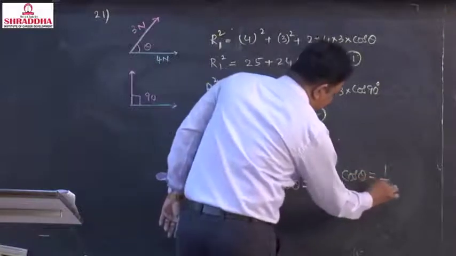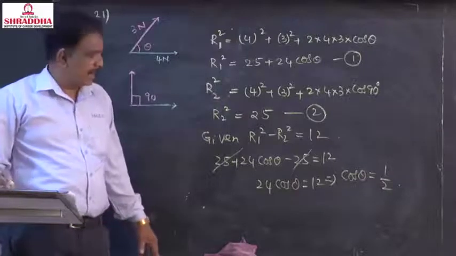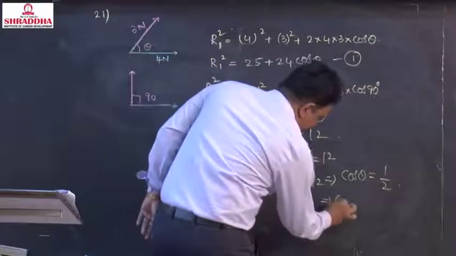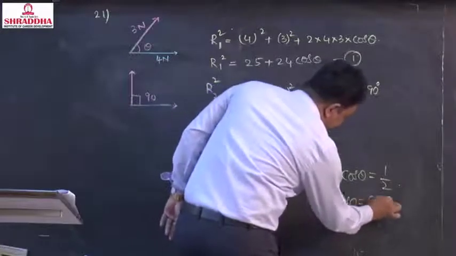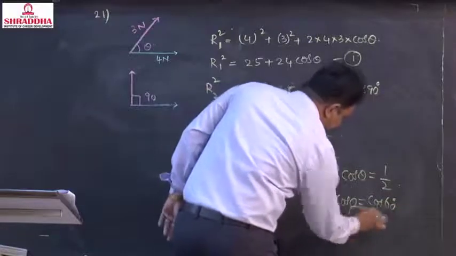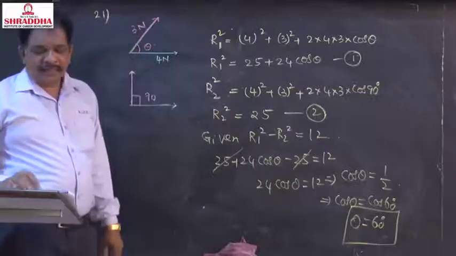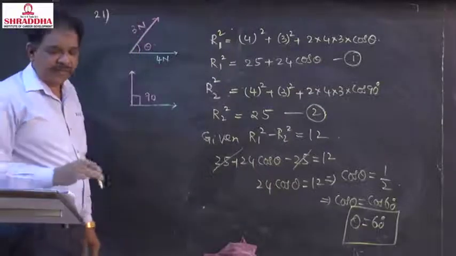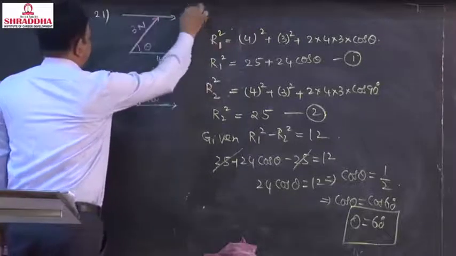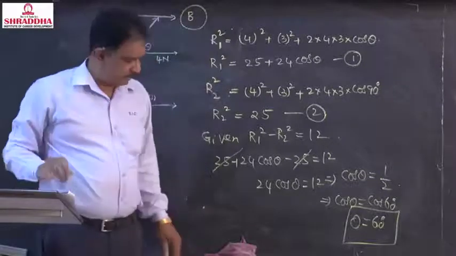Cos theta is equal to 1 by 2. 1 by 2 means cos 60 degrees. So cos theta is equal to cos 60 degrees. Theta is equal to 60 degrees. Therefore, the angle between the two vectors is equal to 60 degrees. 21 B, the second option, we will get for this.